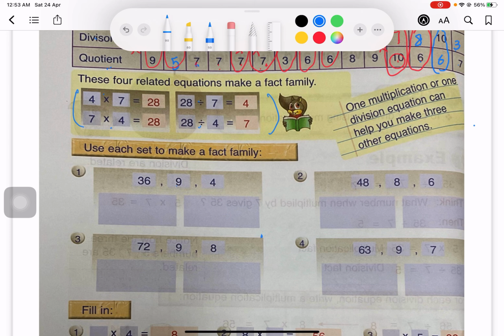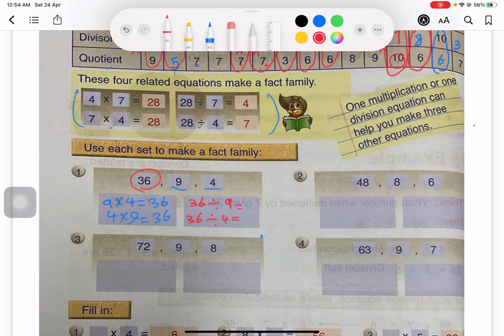Multiplication sentence. I will use the small numbers, 9 with 4. 9 multiply 4 equal 36. Switch the numbers. 4 multiply 9 equal 36. Okay, these are the two multiplication sentences. I will go to the other rectangle and I will write two division sentences. I will start with the big number, dividend. 36 divide 9, 36 divide 4.